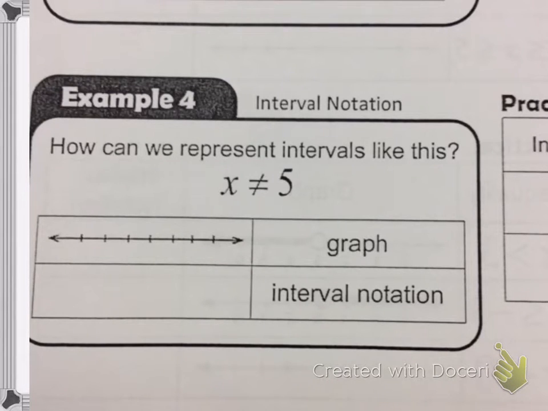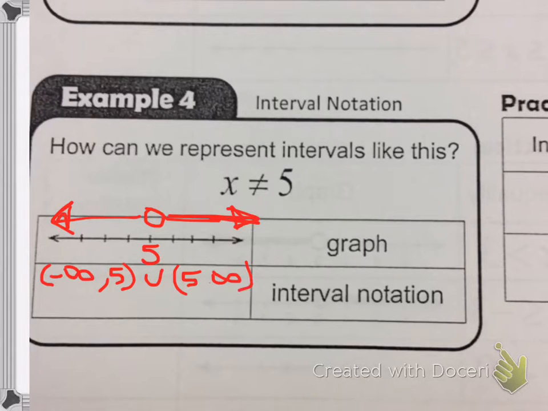So how can we represent intervals like this? X is not equal to positive 5. Well, on a graph, I'm sorry, that says positive 5, not negative 5. On a graph, we would put 5, and if it was not equal to, we would shade everything to the left and everything to the right to signify that it was not equal to 5. On the interval, we could write that two different ways. We could say, well, we're going from negative infinity to 5, and then we're going from 5 to infinity. But an easier way to state that would be to say not 5. Either of those would be okay to do.